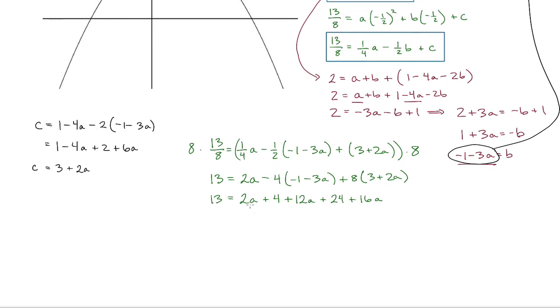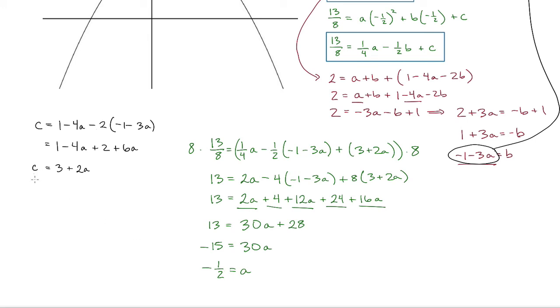All right, so now I can combine. I've got my a terms. 2a plus 12a plus 16a. That's 30a. And then I've got plus 4 plus 24, which is 28. That's equal to 13. So now I can subtract 28 from both sides. I get -15 equals 30a. And divide by 30, I get -1/2 equals a. Well, this is great, because now I know a.